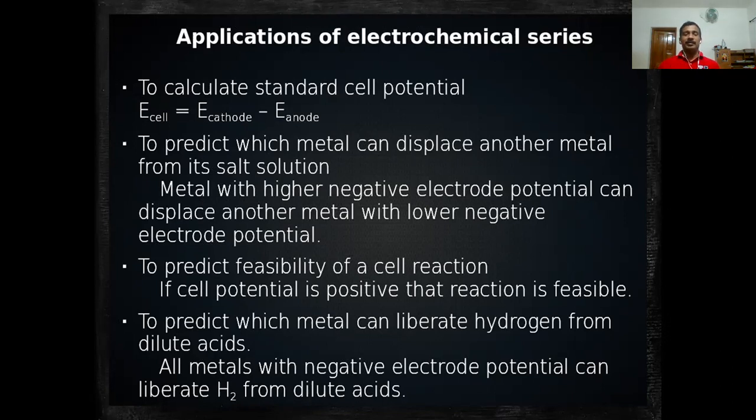The second application is to predict which metal can displace another metal from its salt solution. Already we discussed competitive electron transfer reactions. In the competitive electron transfer reaction, we mentioned zinc can displace copper. Why is zinc displacing copper? Zinc is more active. The metal with the more negative electrode potential is more active. Here zinc has a negative electrode potential, but copper has a positive electrode potential. So zinc is more active than copper, and zinc can displace copper from its salt solution.